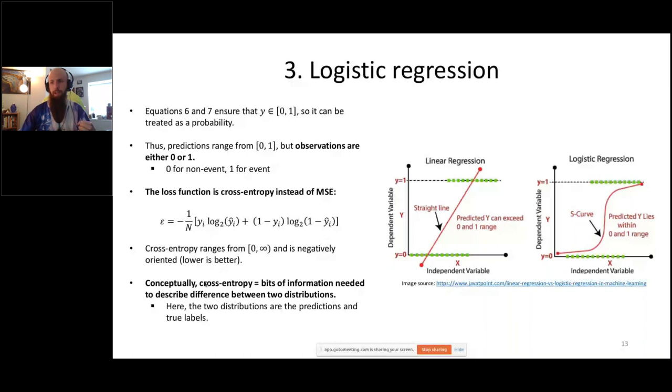two distributions. And in this case, the two distributions are the distribution of the predictions, which are probabilities, and then the distribution of true labels, which are zeros and ones. So if all your predictions are perfect, if you predict probability of 0 for every non-event and probability of 1 for every event, your cross entropy will be 0. And if your predictions are really, really wrong, your cross entropy will increase towards infinity. So in other words, it's a negatively oriented score, which means that lower values are better.